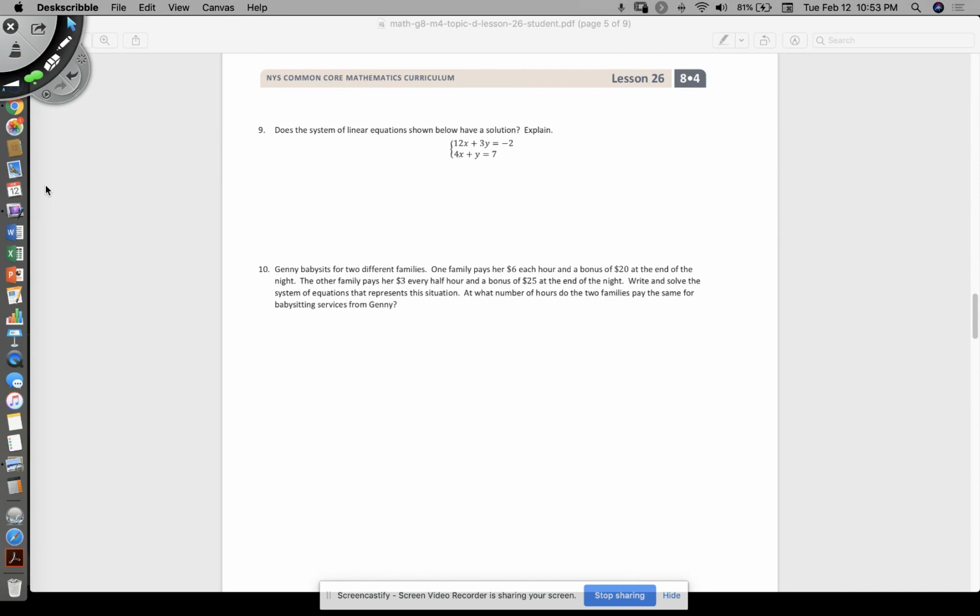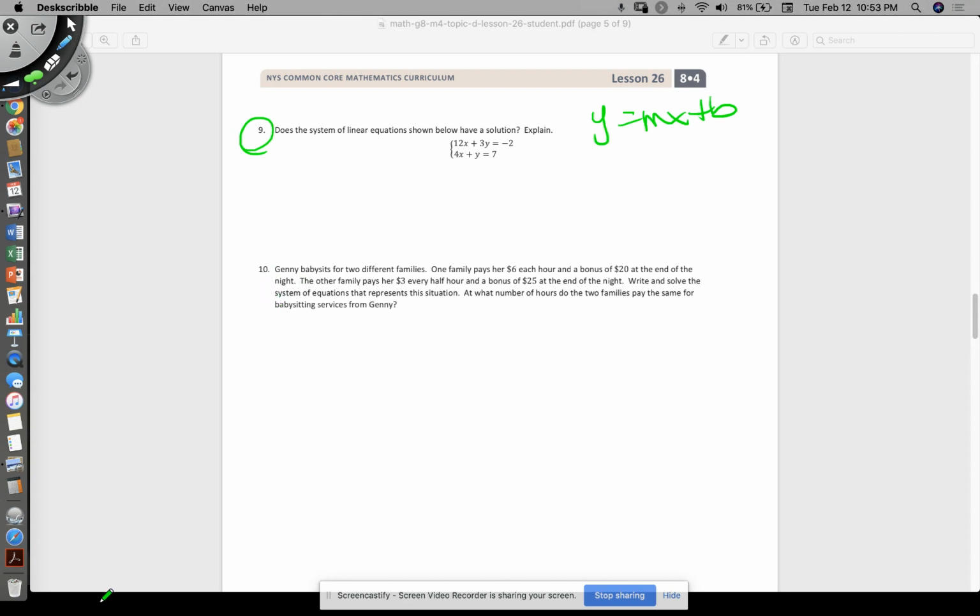All right, let's look at number 9. Number 9 is again asking you, does the system of linear equations shown have a solution? All right, so again, you want to make sure that you're putting these in y equals mx plus b form. I'm going to let you also solve number 9, but before you do that, let's do number 10.